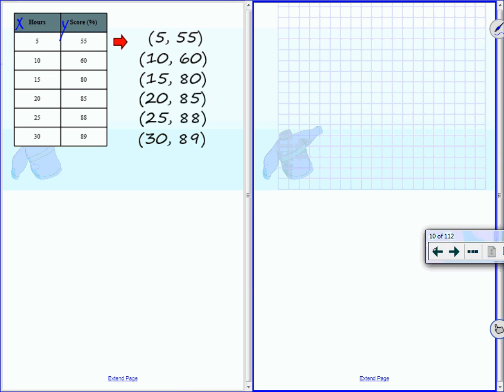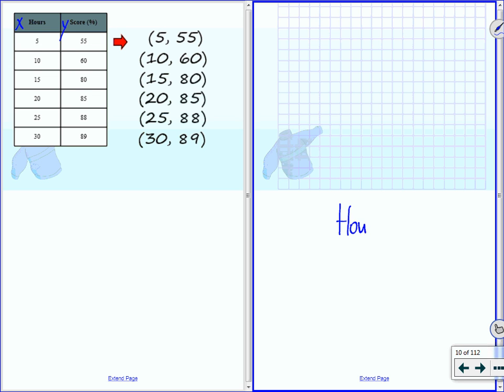Now, when we create our graphs, we know we're going to put our hours on our x-axis because that's our independent variable. What do you think we should number by? 5 is good. Where should we start? 0? Yeah, why not? We could start at 0, and we can go up by 5s. I'm going to skip a line every other.